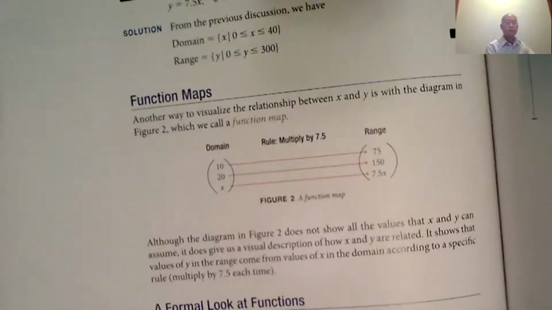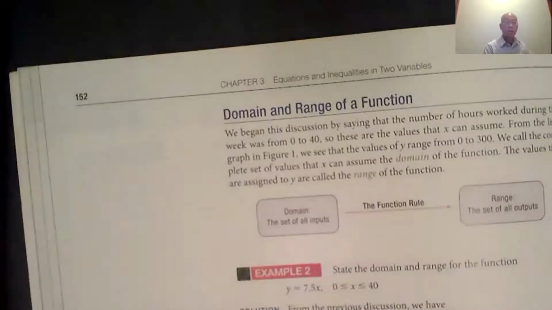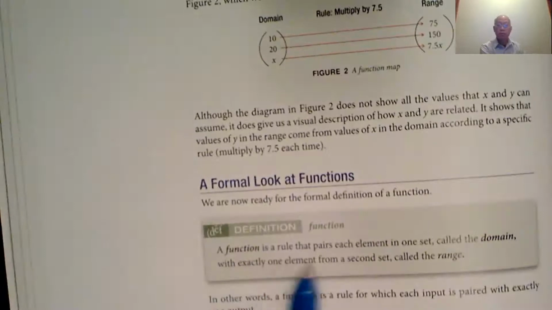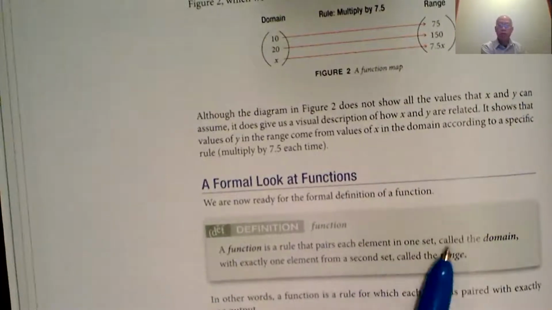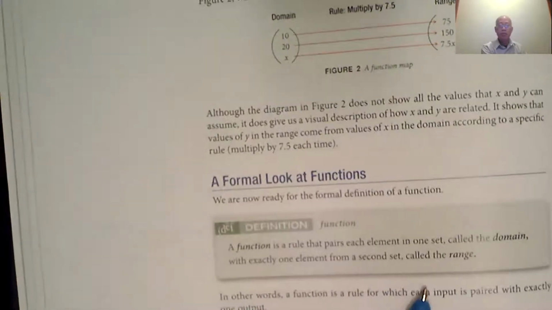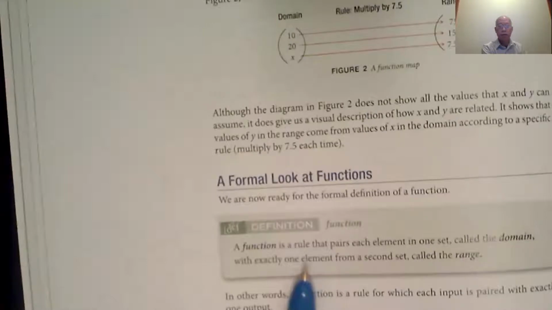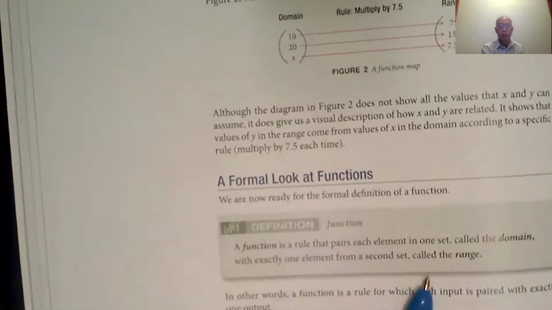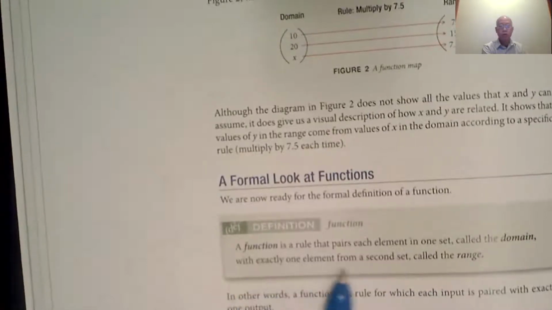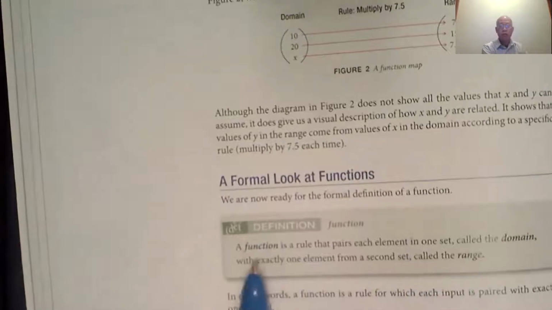There are several definitions of a function on page 152. A function is a rule that pairs each element in one set, called the domain, with exactly one element from a second set, called the range. So the set of input values is the domain, and the set of output values is the range. In order to have a function, each element in the domain goes to exactly one element in the range.